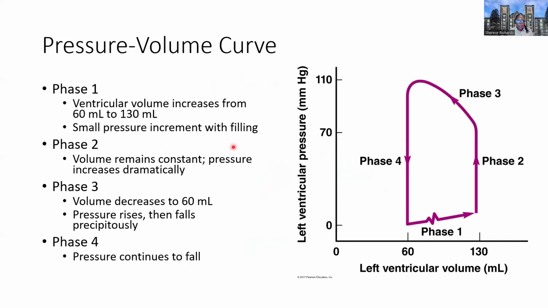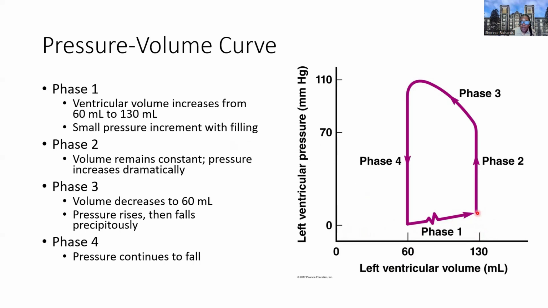Okay. Now we also want to think about the pressure volume curve. This is how pressure and volume are changing respectively with each other. So phase 1, this is the filling phase. So we're going to go from 60 milliliters to 130 milliliters as we fill about 70 milliliters during phase 1. And so we'll see that the volume is going to increase as the curve moves from left to right. However, the pressure is not going to increase very much. Very slight increase in pressure as we are filling into the chamber sort of passively.